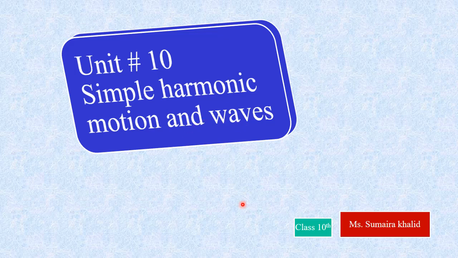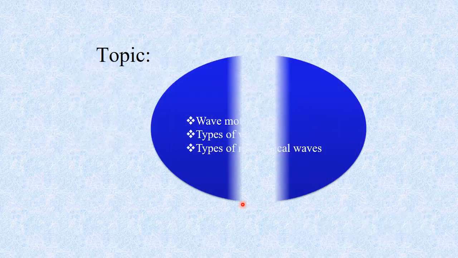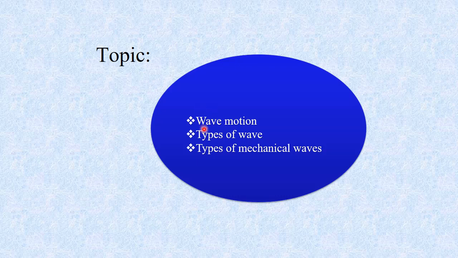Today we are going to discuss topic 10.3 of chapter 10, simple harmonic motion and waves. The topic under discussion is wave motion, types of wave and the types of mechanical waves. So we discuss these topics one by one.